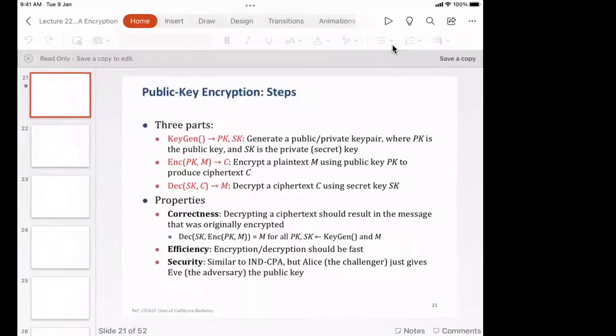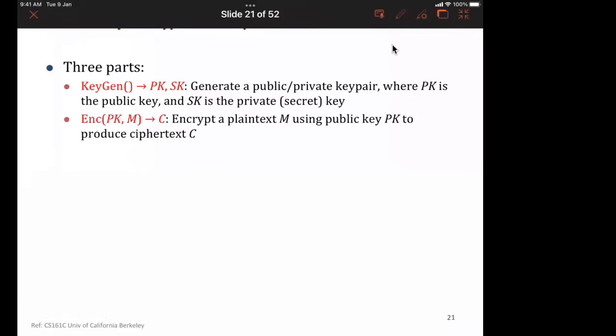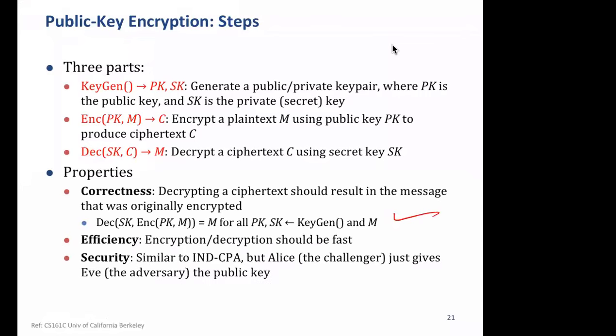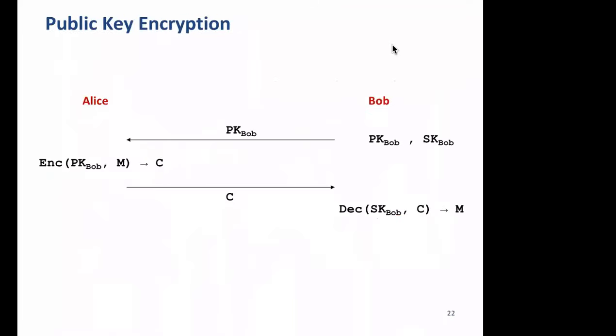All right, so three properties. Its properties are correctness: the message that is encrypted, after decryption, will get the same message back. Efficiency: it should be fast. And security: it should be similar to IND-CPA. All right, so let's look at it again pictorially.